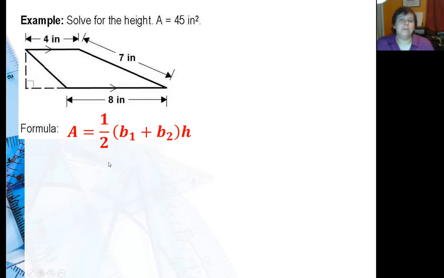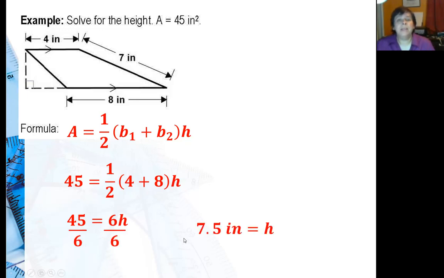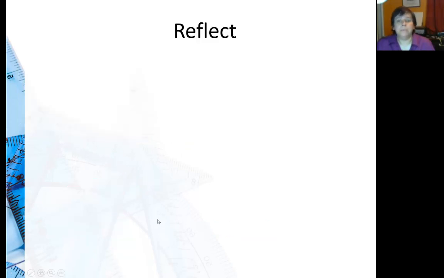But I can use the area formula. So I'm going to put 45 in for the area. See, it's on the left side of the equation. I'm putting 4 in for base 1 and 8 in for base 2. Does it really change if I switch 8 and 4? No, they add up to the same thing, which is 12. And then when I take half of 12, I'm going to get 6. So I know 45 is 6 times the height. Divide both sides by 6, and I get 7.5 inches for the height. So again, we just write down the formula, substitute in what we know, and then solve for the unknown.